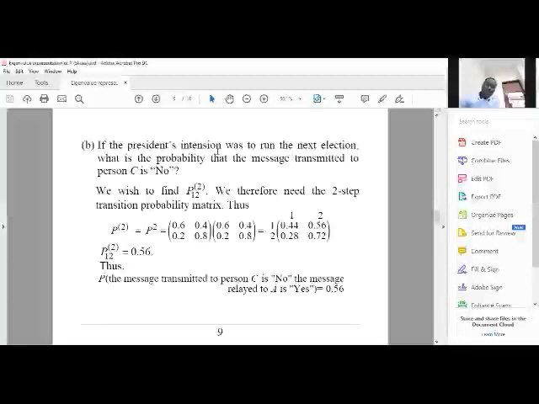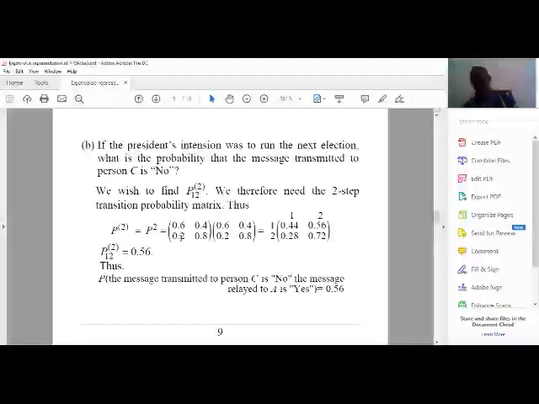He knows the original message that came, whether it's no or yes. But B doesn't know. When A is transmitting the message to B, what's the probability that it will change from yes to no? It's 0.4. What's the probability that it will remain yes? It's 0.6. If it was no, what's the probability that when A was transmitting it, it will still remain no? It's 0.8.